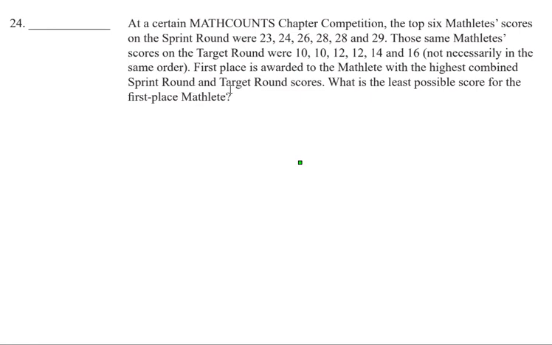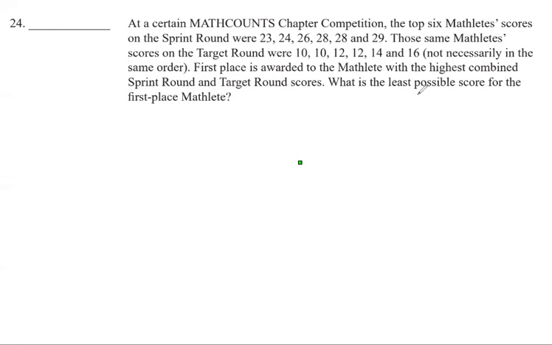So some of you might be confused, because usually when you find these scores for the MATHCOUNTS, you double the score you get from target and add it to the score you get from sprint. But in this problem, they don't really ask that. It just says the highest combined score of these two. Based on this, what is the least possible score for the first math league?